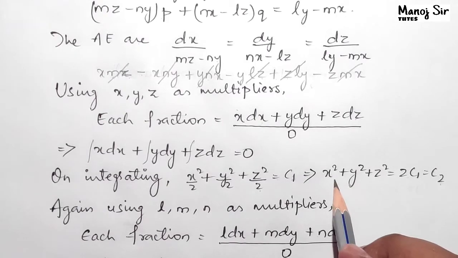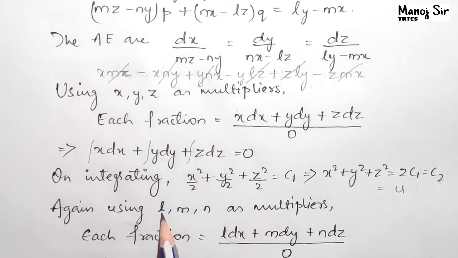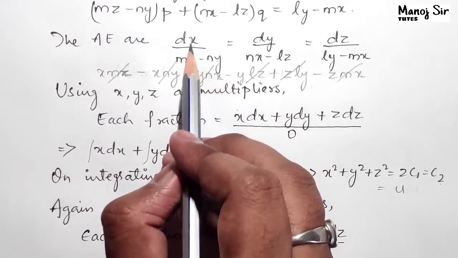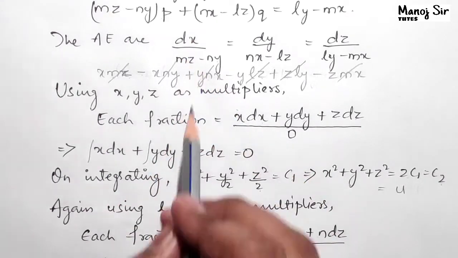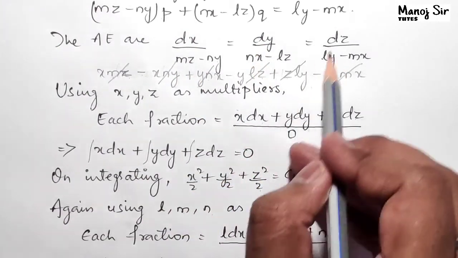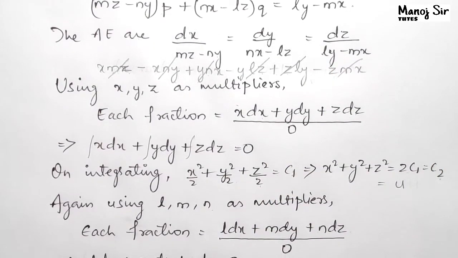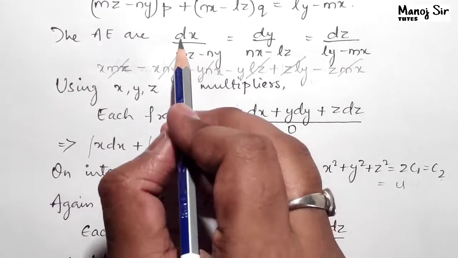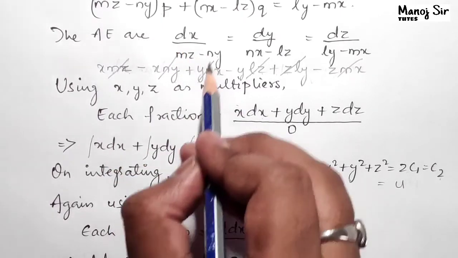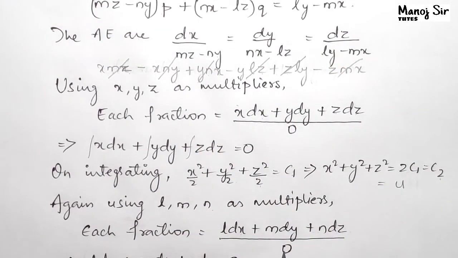Okay. Now this is what? This is u, and u is a function of x, y, and z. Okay. Now again we need to come to the multipliers. Again using L, M, N as multipliers. It means we need to multiply and divide with L in this, multiply and divide M with this, and multiply and divide N with this. Okay. So each fraction equals L into dx plus M into dy plus N into dz upon, we must have 0.